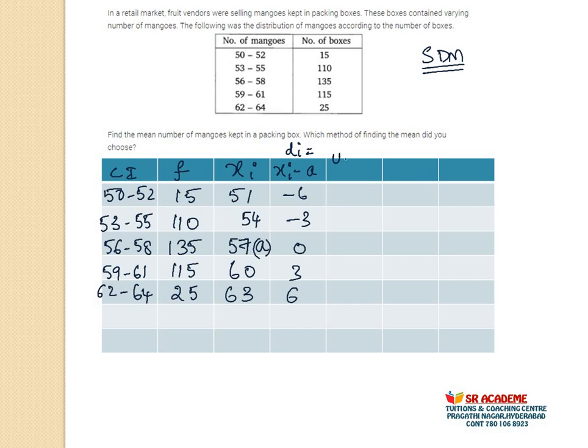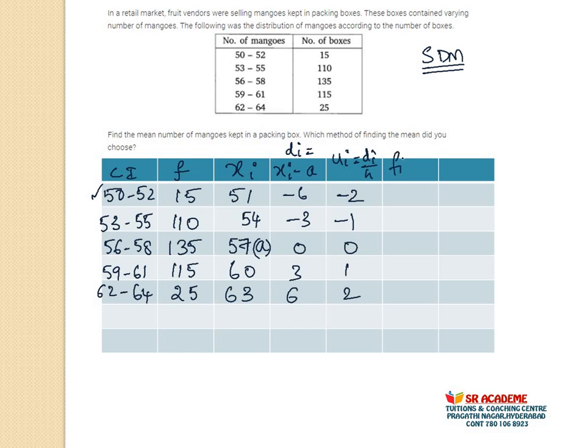After that we need to find ui for step deviation. di by h we need to do. So what is the height here? 3. 50 to 52. We need to count 50 also here, because it is not exclusive, it is inclusive. So for finding the difference of height in this type of questions, we need to include 50 also. So if I include 50, what is the value of height here? 3. So minus 6 by 3 is minus 2, minus 3 by 3 is minus 1, 0, 1, 2.